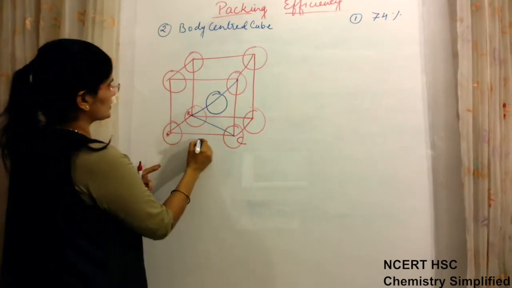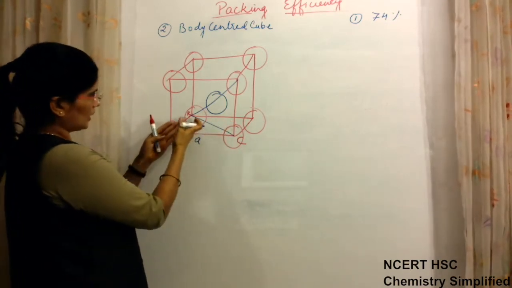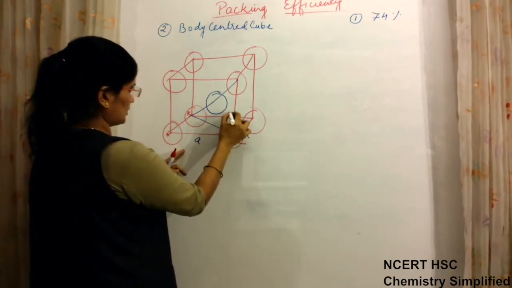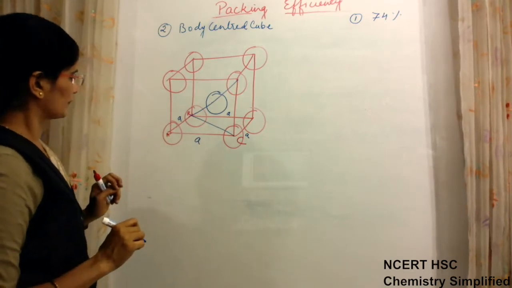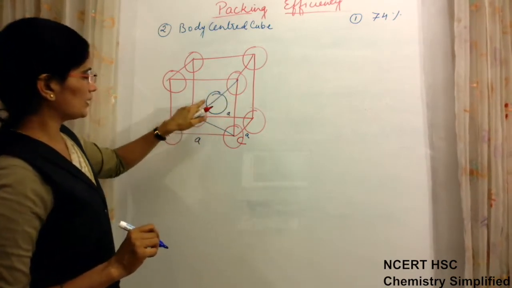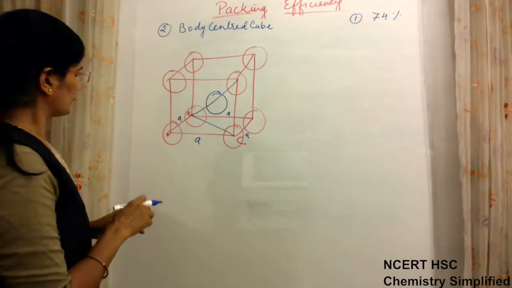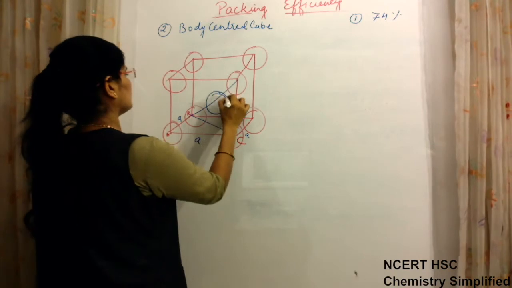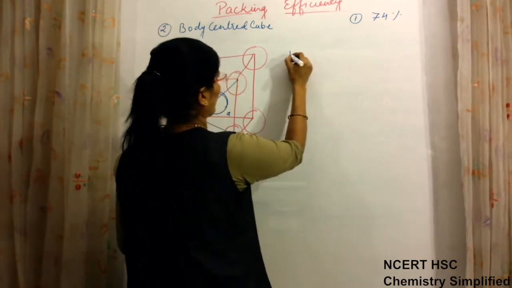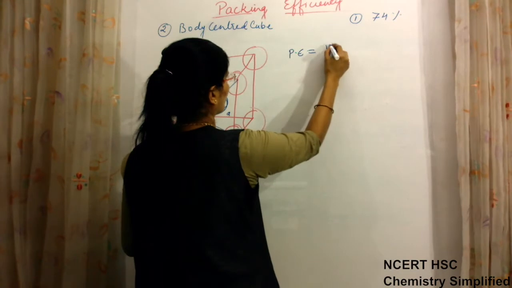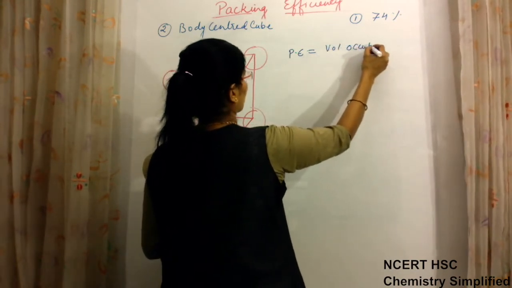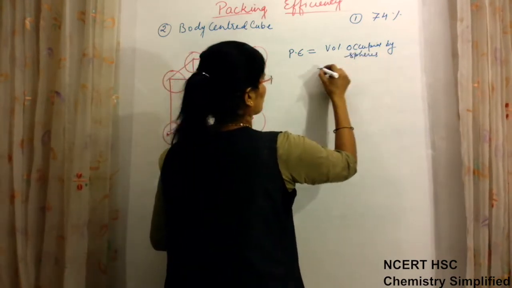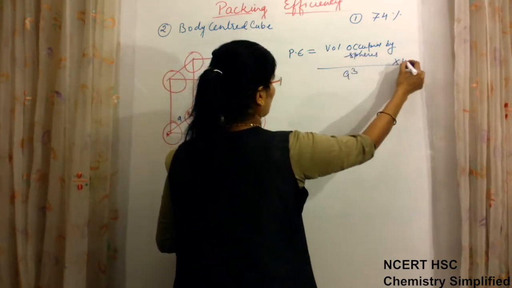What we have to do? This is A. What we have done in the base, this is the base, one diagonal we have drawn. This is A, this is A, this is A. Because it is body centered, one particle is present in the center of the body. Then what we want to calculate is, again the formula: packing efficiency is equal to volume occupied by spheres divided by the volume of cube multiplied by 100.